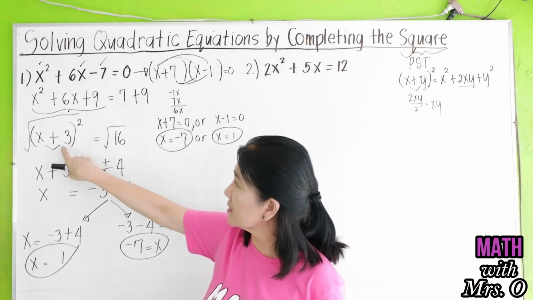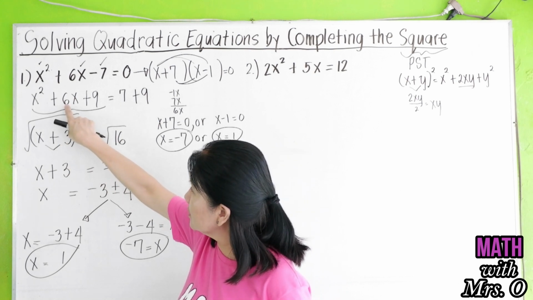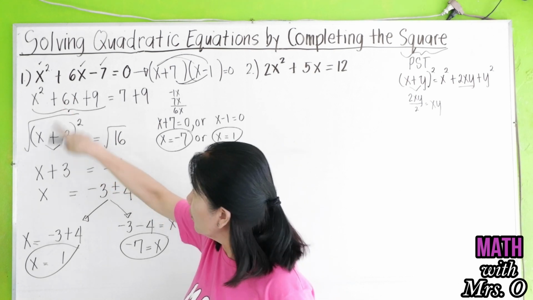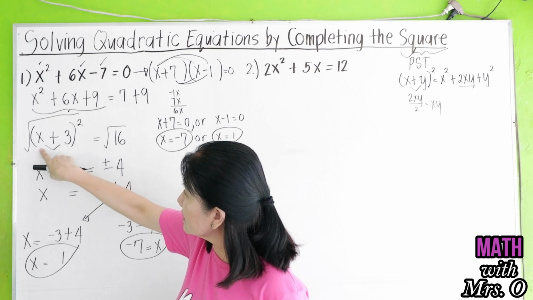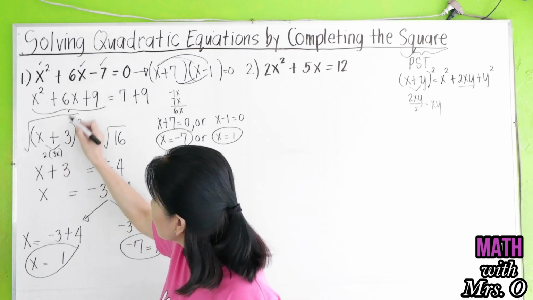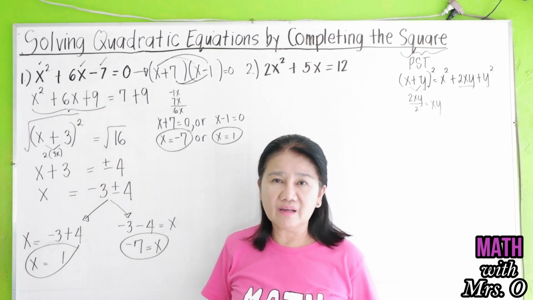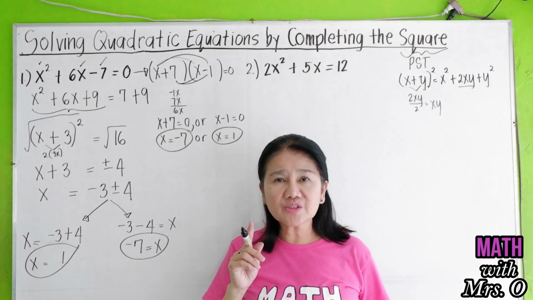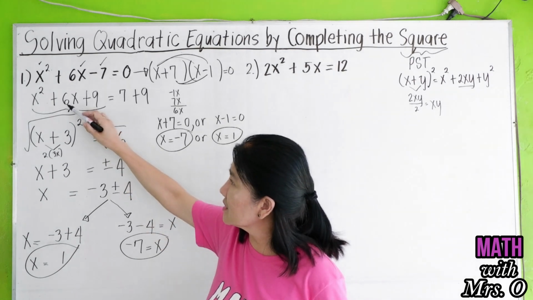So let's go back to this. Divide 6 by 2, that gives you a 3. Go back. 3 times x is 3x. 3x times 2 gives you a 6x. That's the reason why I divided 6 by 2.